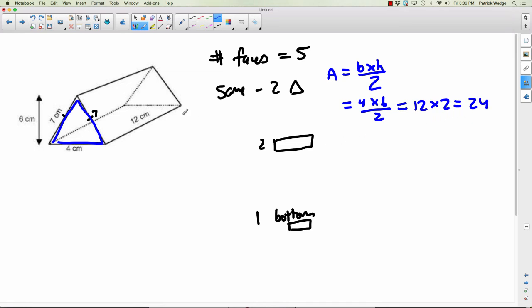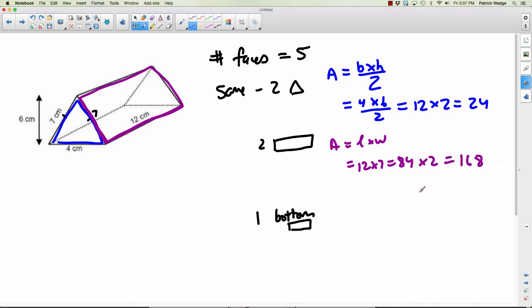Okay, let's do the two rectangles that are equal to each other. So that's that one and the one on the left back here. That is a rectangle, which is length times width. What are the dimensions? 12 here, 7 there. So we have 12 times 7, which is 84. But wait a minute, we have 2 of them. We got to multiply by 2. We get 168.